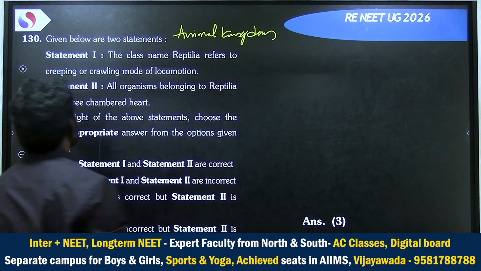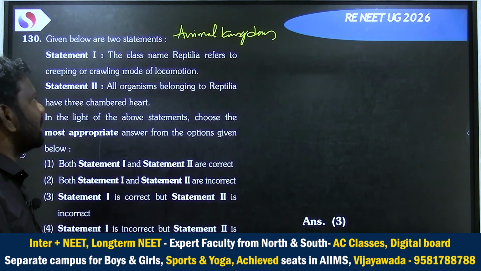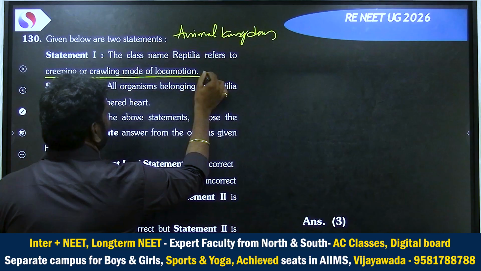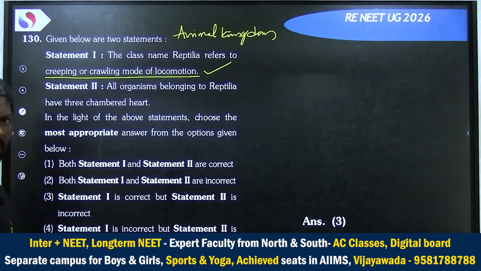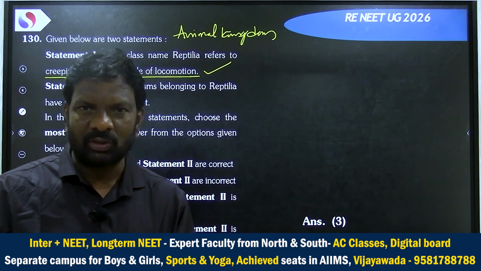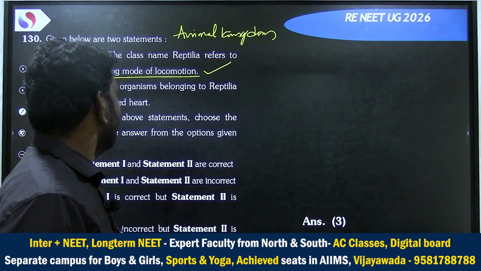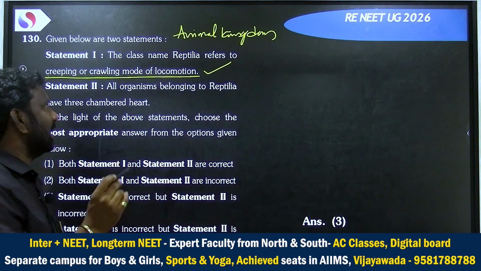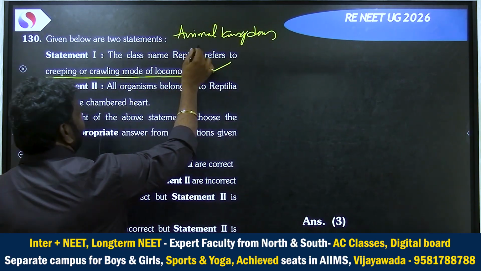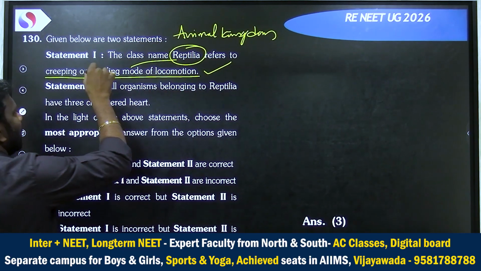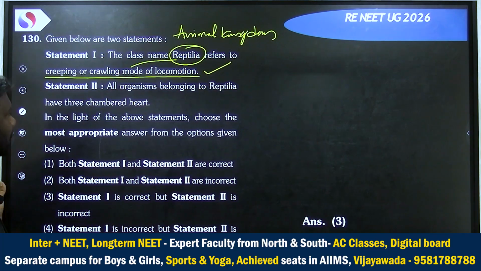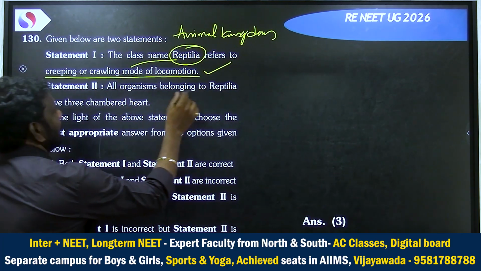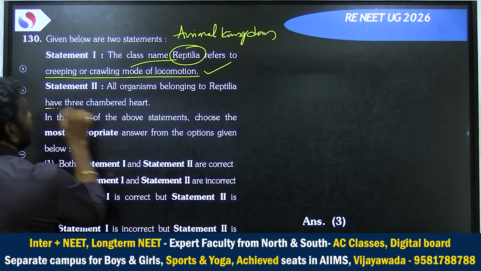Animal kingdom. Statement 1: the class name Reptilia refers to the creeping or crawling mode of locomotion. That is true. Snakes, lizards, tortoises, terrapins, Komodo dragons, everything is creeping. That's why the name Reptilia refers to a creeping or crawling mode of locomotion. Statement 2: all organisms belonging to Reptilia have a 3-chambered heart.